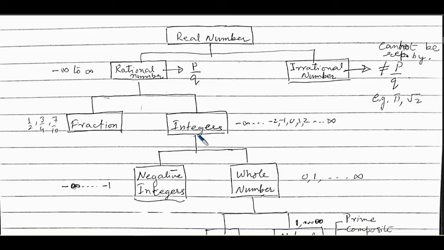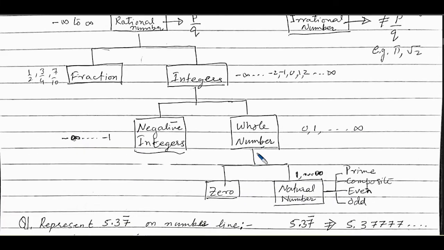Then these integers can again be subdivided into negative integers, that is minus infinity to minus 1, and the whole numbers, 0, 1 to infinity. And this whole number you can again break into two: 0, and natural numbers, that is 1, 2, 3. And these natural numbers can be either prime or composite, or even or odd. You have studied all this in your lower classes.